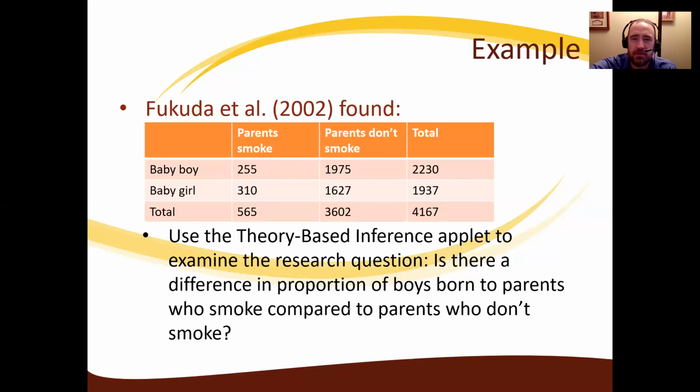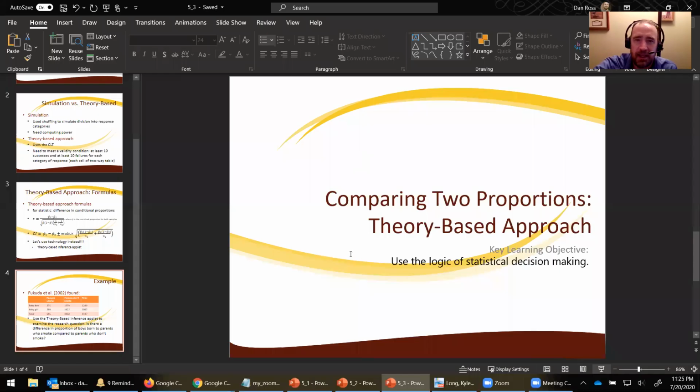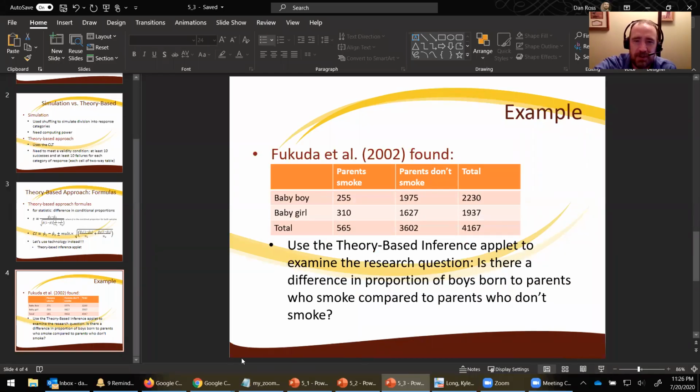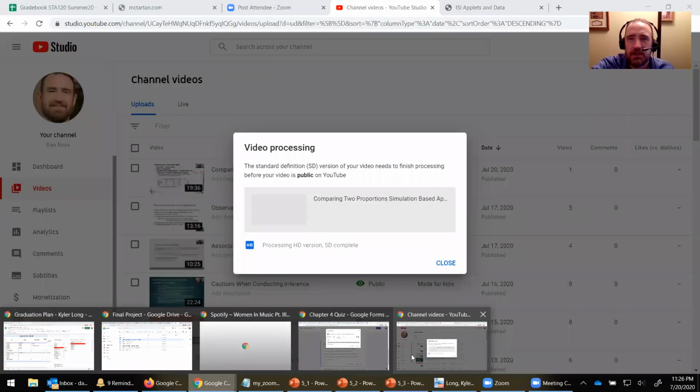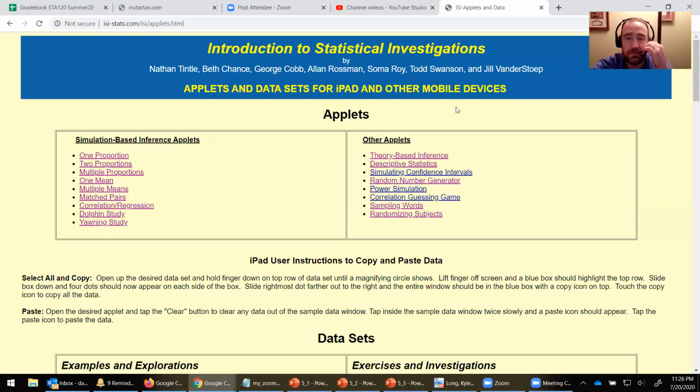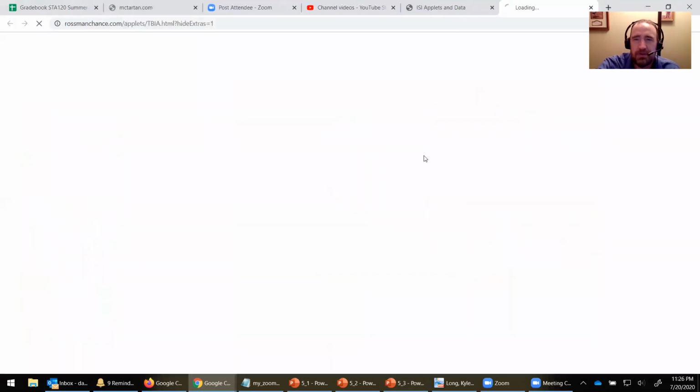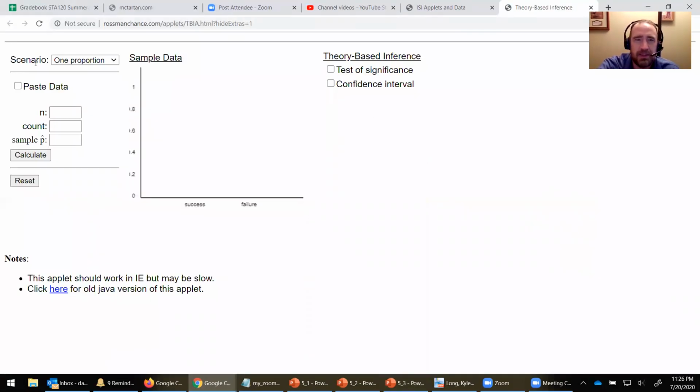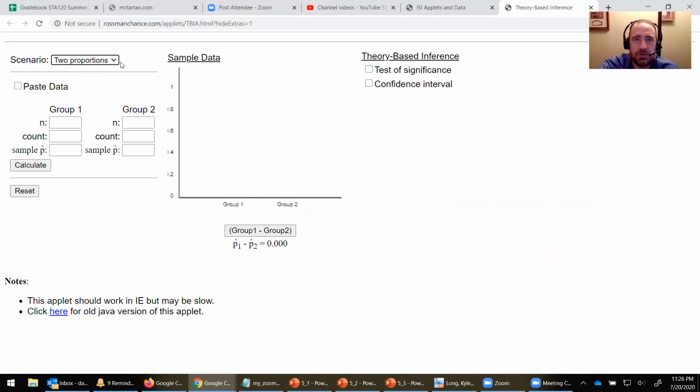Is there a difference in the proportion of boys born to parents who smoke compared to parents who don't smoke? I'm going to go ahead and pull up the inference-based applet. Sorry, I got it here for us. It's going to be the same theory-based applet that we've used all along. The reason we can use this applet again is that we can change the scenario here. Instead of one proportion or one mean, we're now thinking about two proportions, and it allows us to put the data in here.